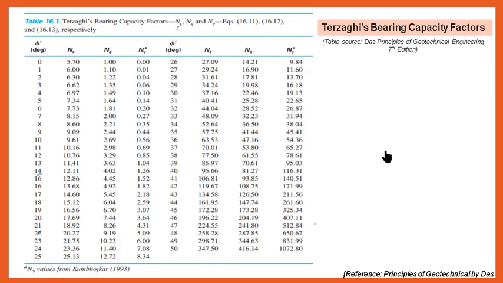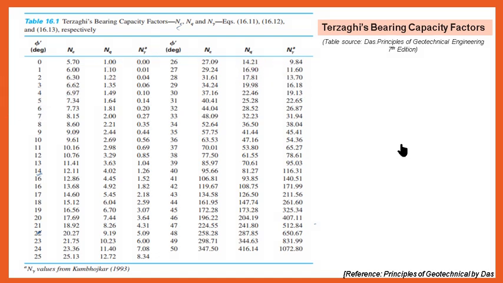Okay, so this is our table in finding the bearing capacity factors. This is for the N sub C, N sub Q, and N sub Y. So, here, if we have an angle of internal friction of 30, for example, the value of our N sub C is 37.16, our N sub Q is 22.46, and our N sub Y is 19.13. So, you just look at this table to identify the values of our N sub C, N sub Q, and N sub Y.